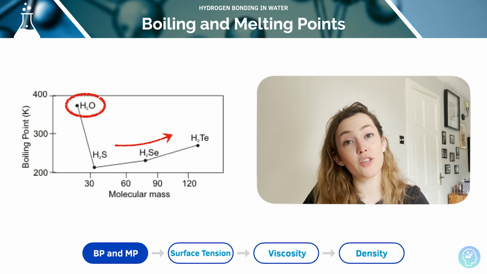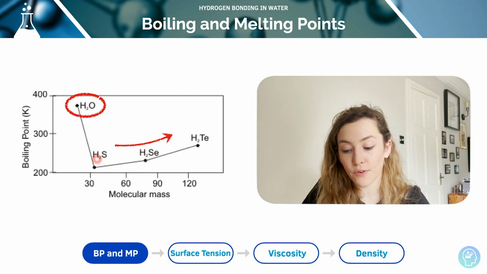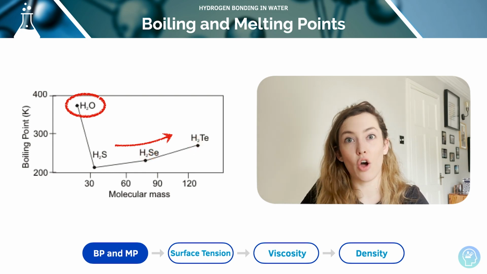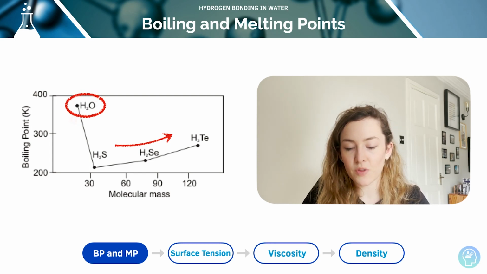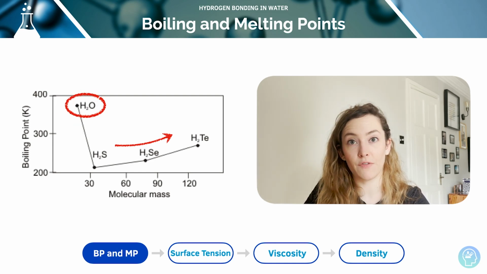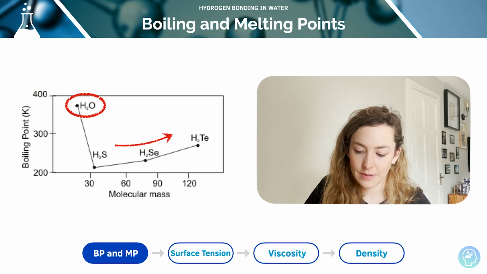It's because water can form hydrogen bonds and the other molecules cannot form hydrogen bonds because it's not N, O, or F. We've got an oxygen here with a lone pair. So these hydrogen bonds are obviously the strongest type of intermolecular force, and so they require the most energy to overcome and break, hence the high boiling point.